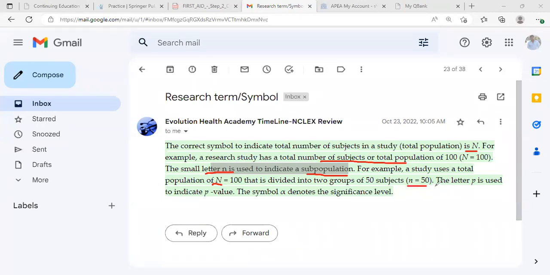Okay, so there are 2 more symbols. The letter P is used to indicate the p-value. The symbol alpha denotes the significance level. I told you, these symbols we use for research.